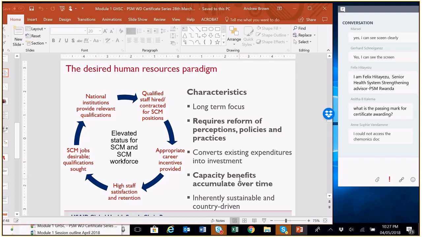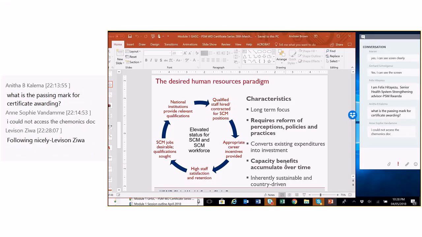In many projects, we get into the one yearly cycle of activities and we lose sight of the bigger picture we're trying to achieve. So as part of having a 3-year to 5-year strategy, it gives us a bigger picture of what we're trying to achieve. And when it comes to human resources strengthening, we need to have that bigger picture.